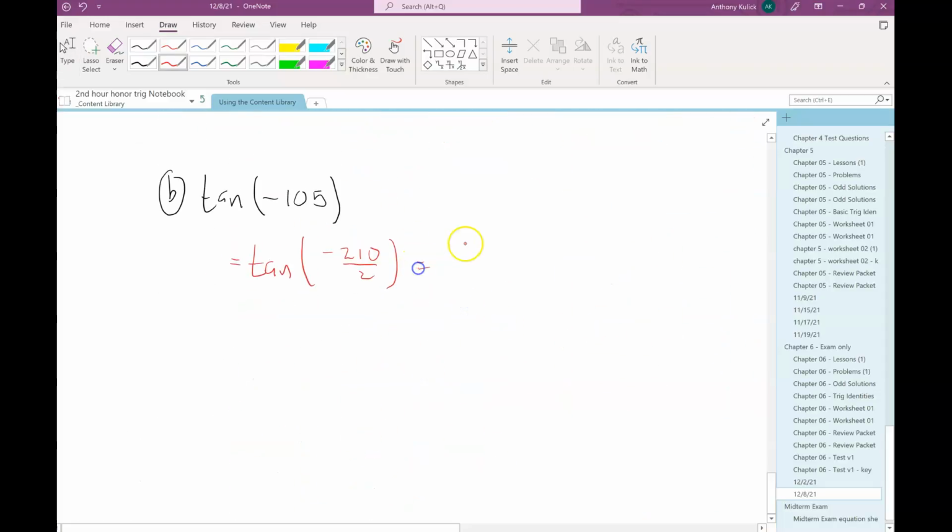So we're going to have 1 minus cosine of negative 210 over sine of negative 210. Now, is negative 210 a unit circle angle? No. Can we convert it to a unit circle angle? How do we do that? Add 360. When I add 360 to this, I get 150.